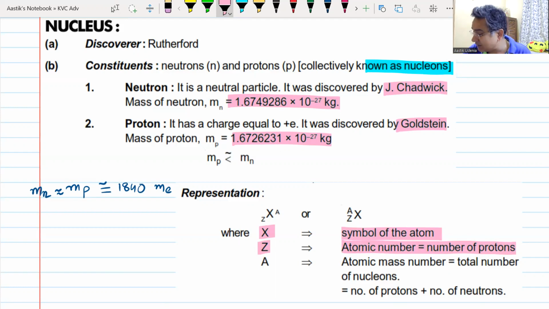Then the third thing is the atomic mass number, or mass number. I hope you know this. Yes or no? Yes, sir. This is the total number of nucleons, which is the number of protons plus the number of neutrons. Everyone understands this? Yes, sir. You will have to note this down. I'll give you 2 minutes to do it.